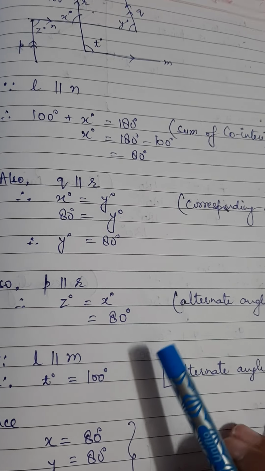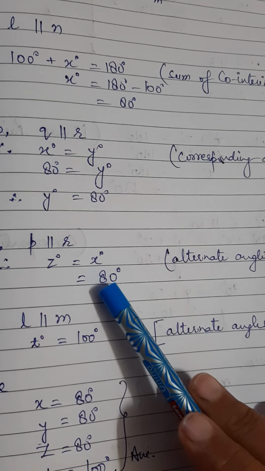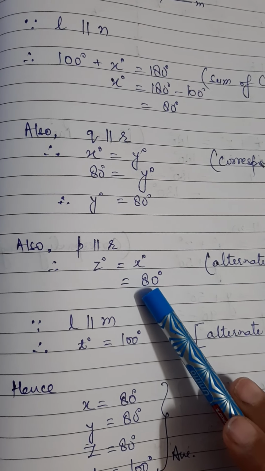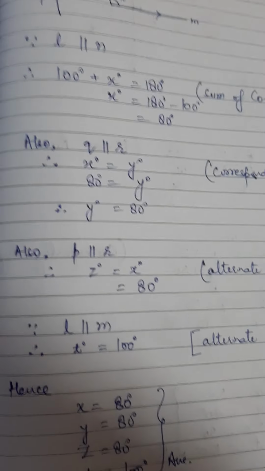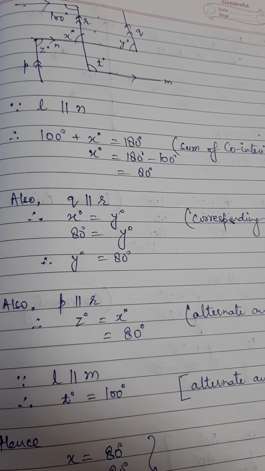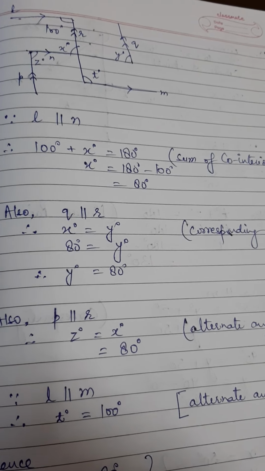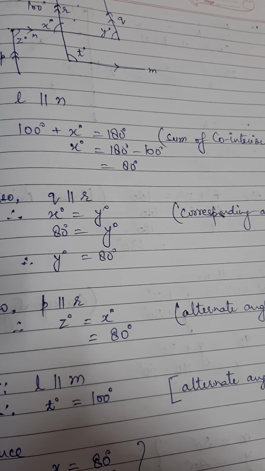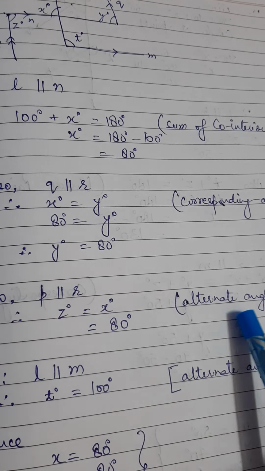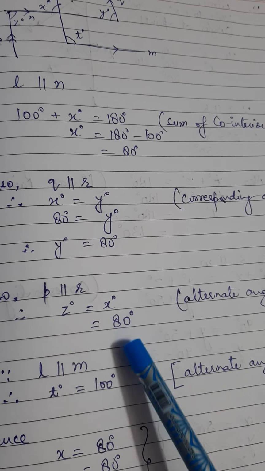Now it is also given that P is parallel to R. As P is parallel to R, then we can write that Z is equals to X. Both positions are alternate angles, right? We can write z is equals to x because both are alternate angles. As x is 80, so z also becomes 80.